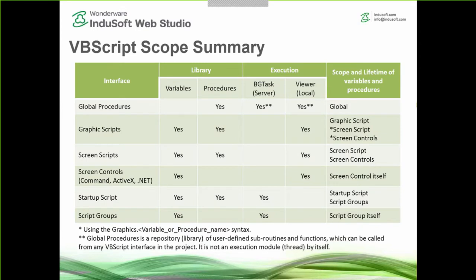And this table summarizes pretty much what I just described. So those are all the interfaces in the InduSoft Web Studio where you can use VBScript. You have global procedures where you cannot create variables, you can create procedures, and they are available both to the background task and to the local viewer. However, the global procedures is just a repository, just a library. There is no execution here. When you call those functions from the background task or from the viewer, that particular function is executed by one of those interfaces.